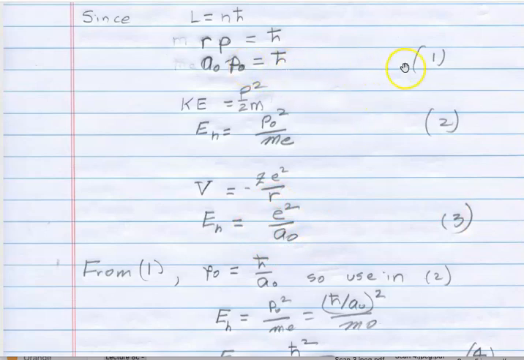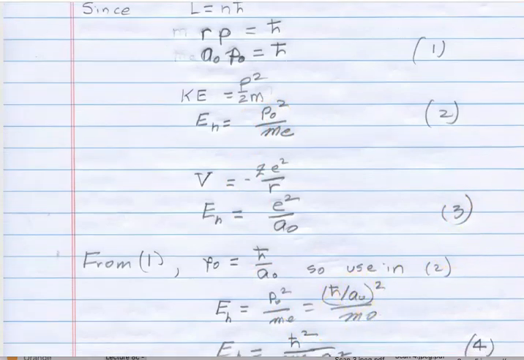Well, I can solve equation 1 up here for P naught. That's just h bar over A naught. And then plug that into equation 2. So if I do that, I get h bar squared over A naught.